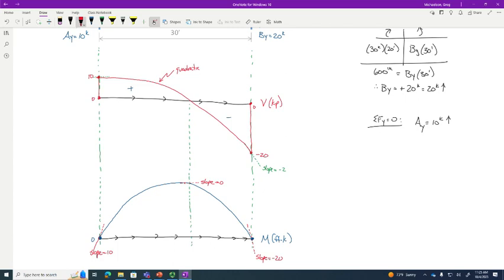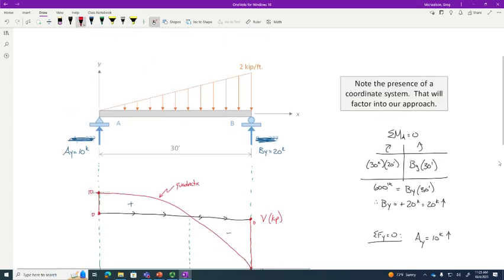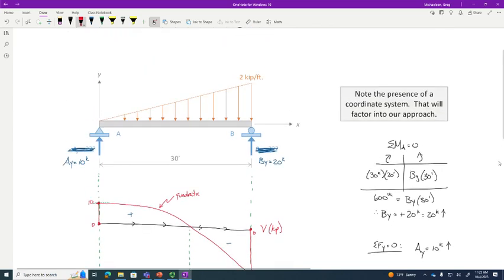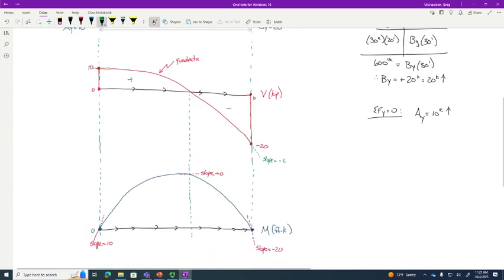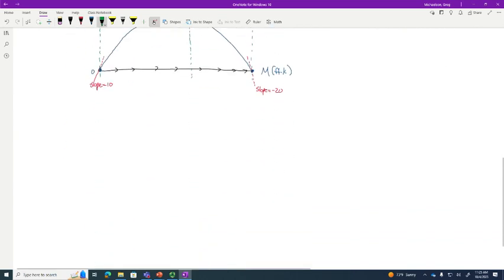I propose that what we do is this. We go back to our beam and we cut a section right here. And where is right here? Some distance x away from the left support. So we're going to cut a section, look to the left, and let's see what we've got going on. All right? So let's see if we can figure that out.